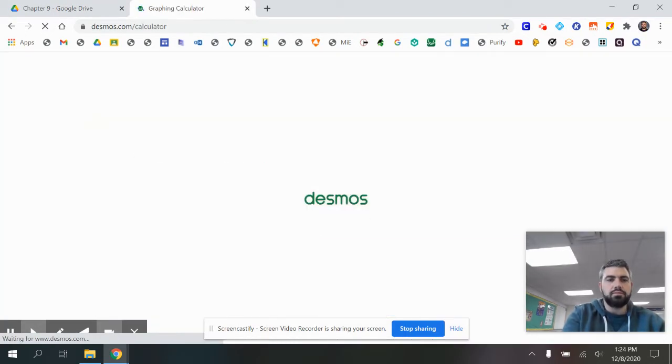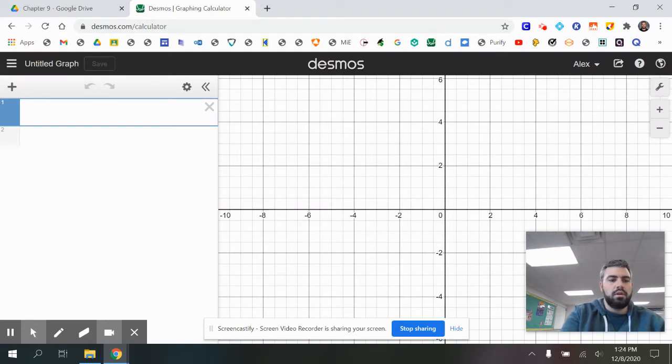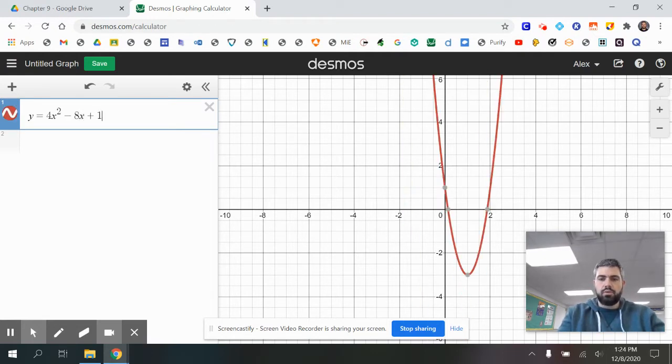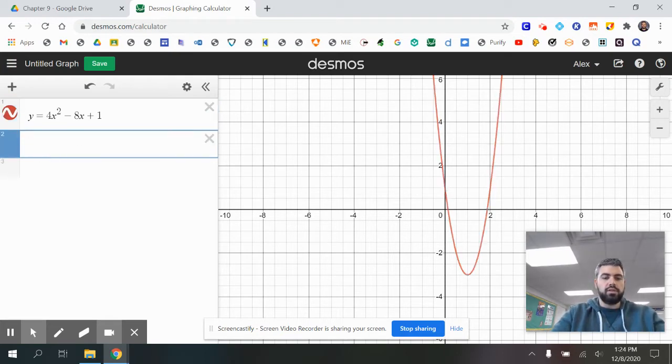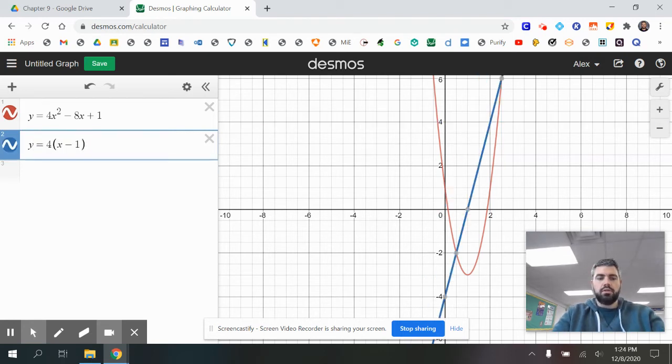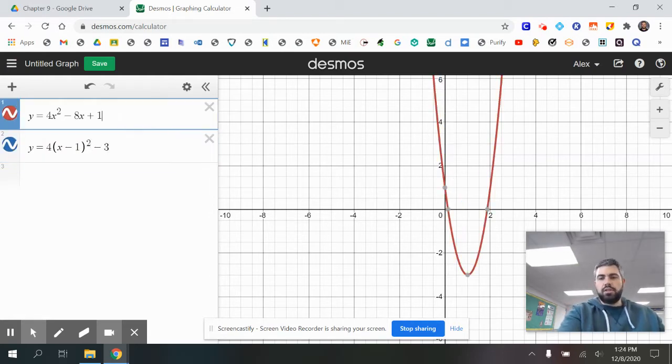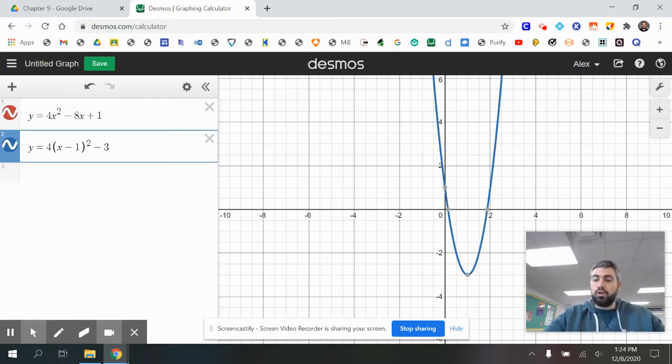So we're going to say y equals 4x squared minus 8x plus 1. Okay, so that's our equation originally. Now in standard form, when we solved it out, we got y equals 4 times the quantity x minus 1 squared, and then minus 3. And you'll see that between the two, the red and the blue are right on top of each other. So we know for sure they're the same.